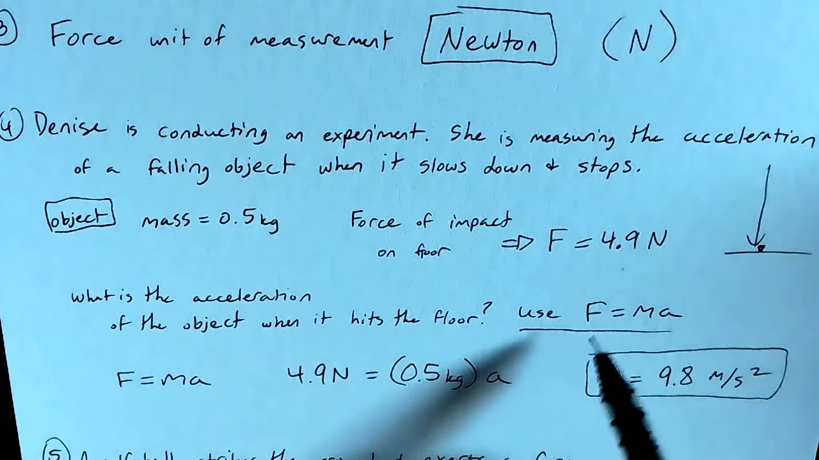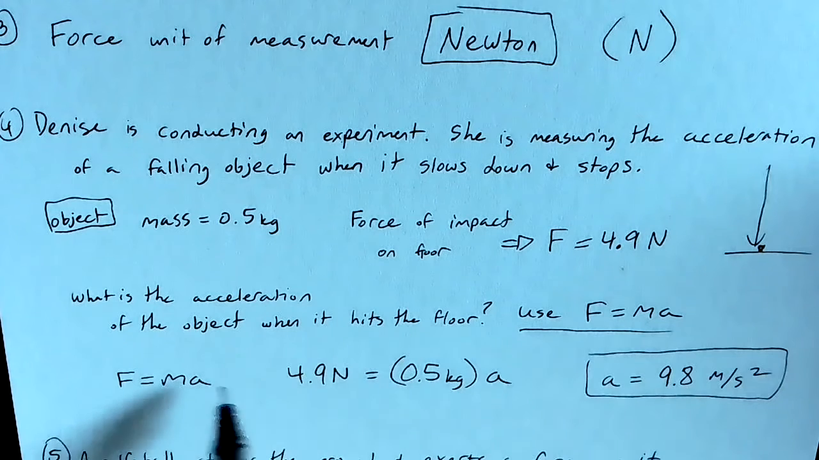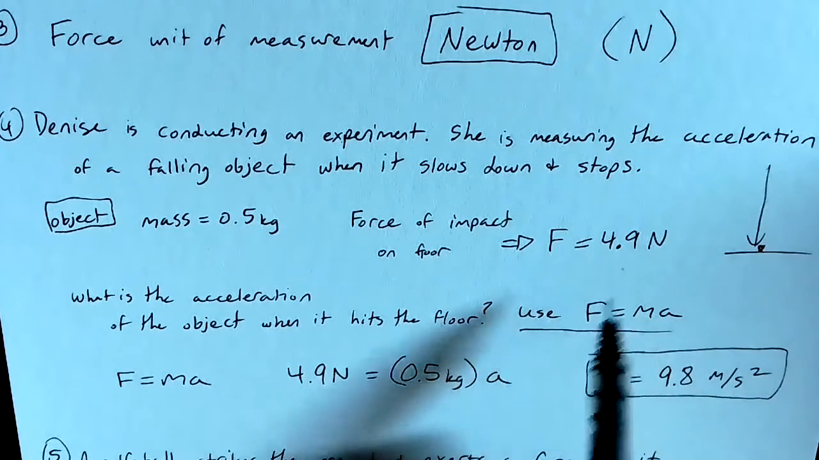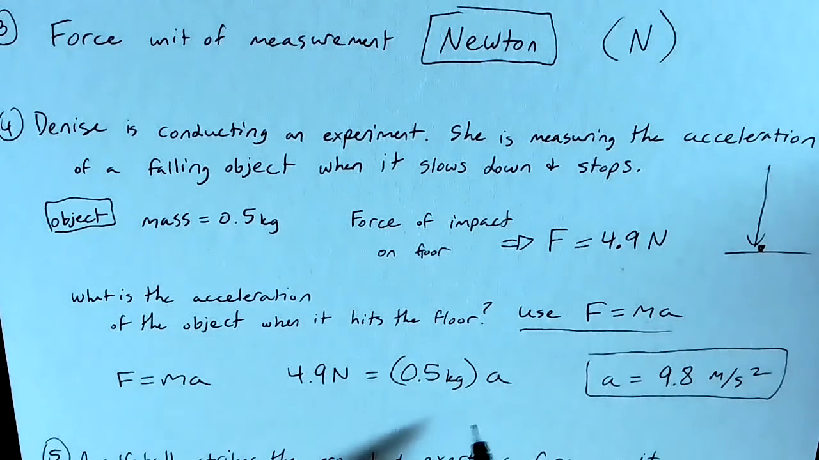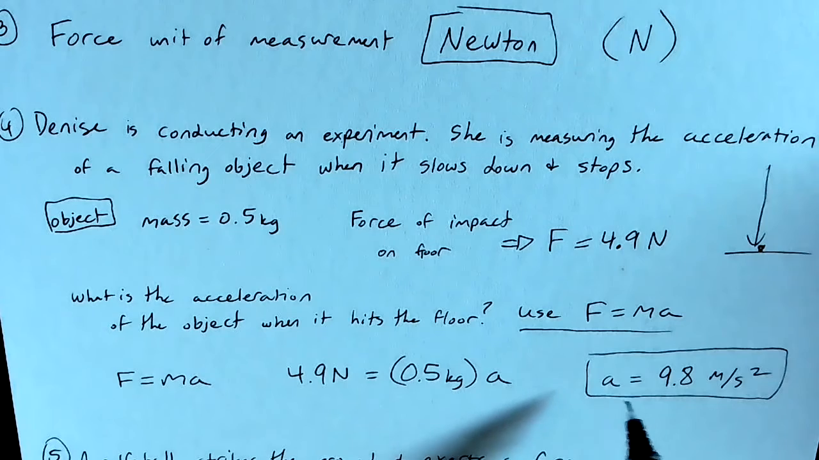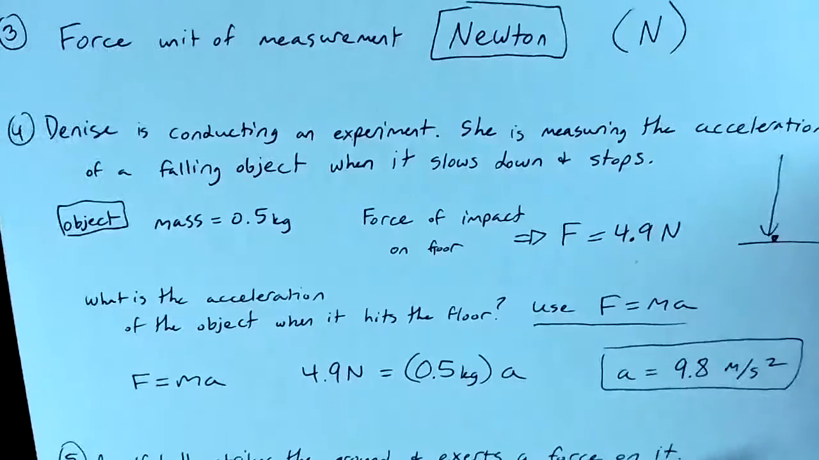And we're going to use F equals ma from Newton's second law of motion. And we can just plug it in. We know the force, F, is 4.9 newtons. We know the mass is 0.5 kilograms. And all we need to do is solve for a. So 4.9 divided by 0.5 will give you 9.8 meters per second squared. Got it? Cool.